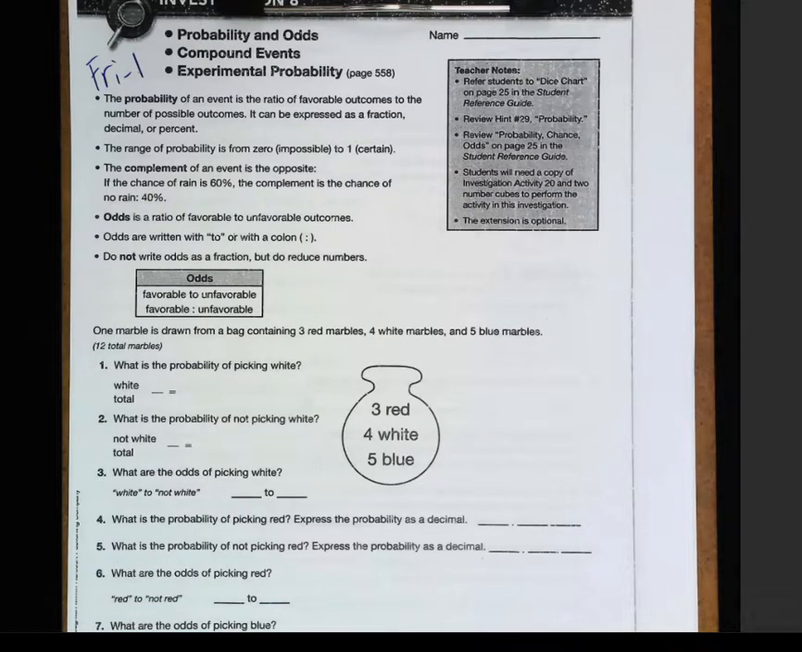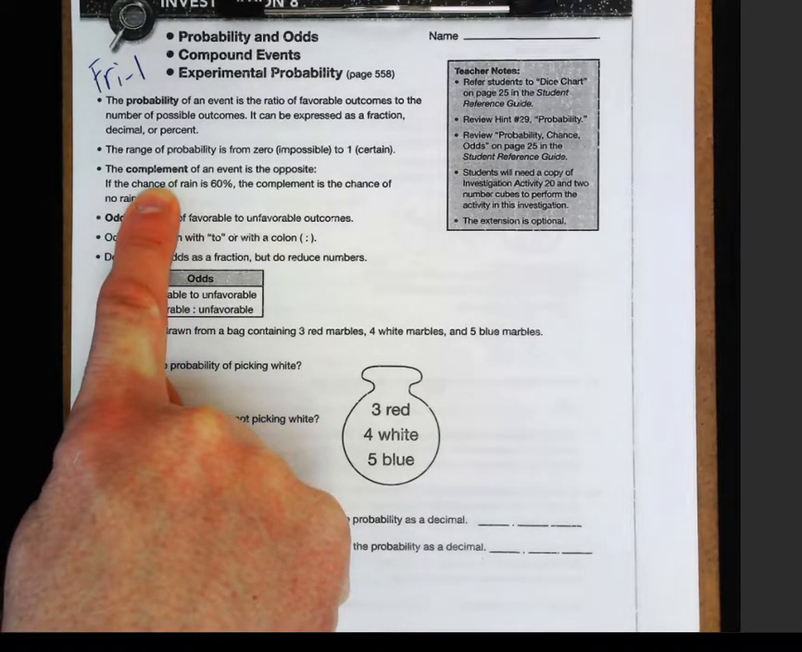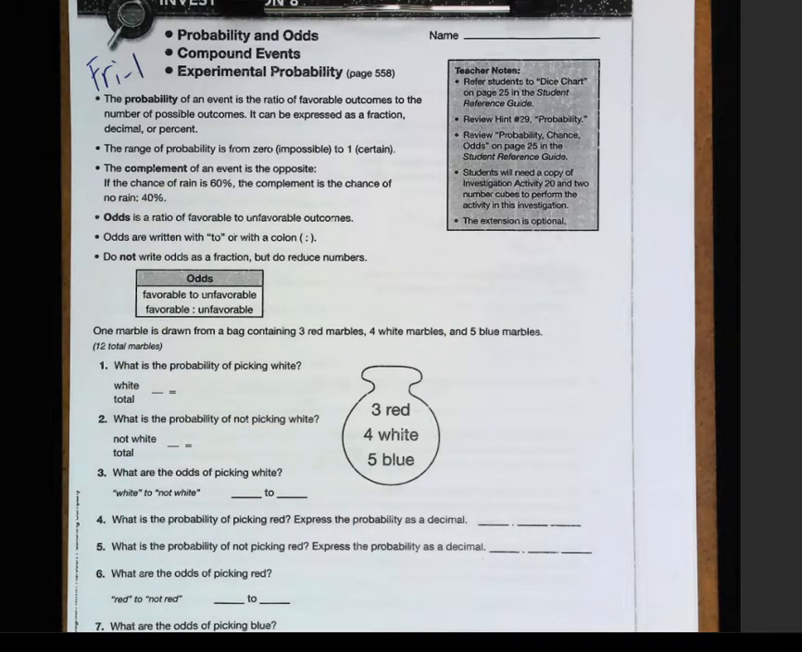The range of probability is from 0, which means it can't happen, to 1, which would be 100%, it will happen. The complement of an event is the opposite. So if the chance of rain is 60, the complement, no rain, would be 40 because it has to add up to 100%. Just make sure you understand it always adds up to 100%. As we continue to speak math, we have the word complement. Don't confuse that with complementary. Complementary angles add up to 90. The complement of an event adds up to 100. So if 60 is there, 40 is not.